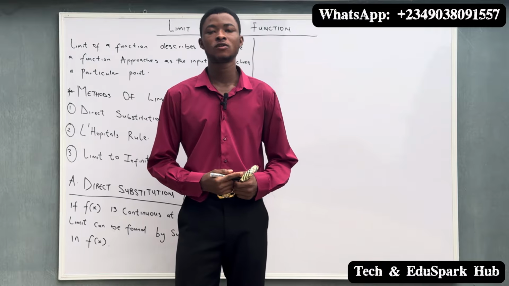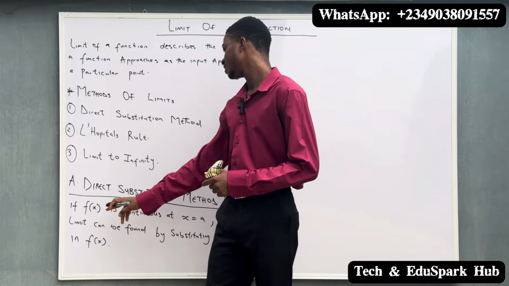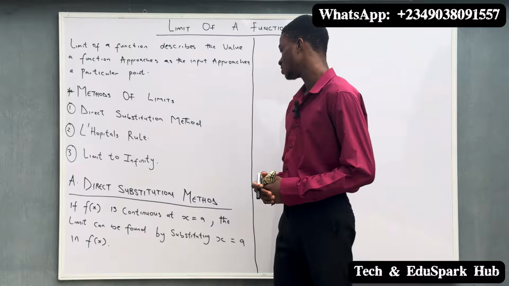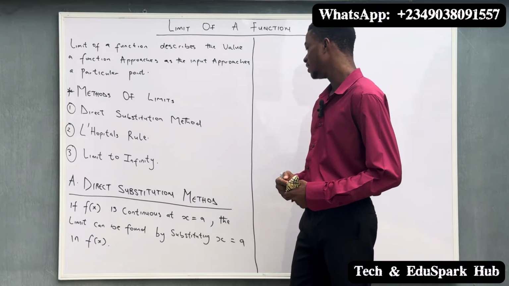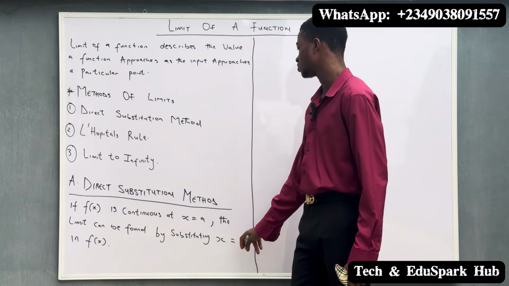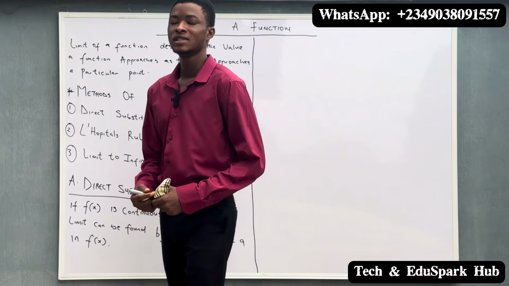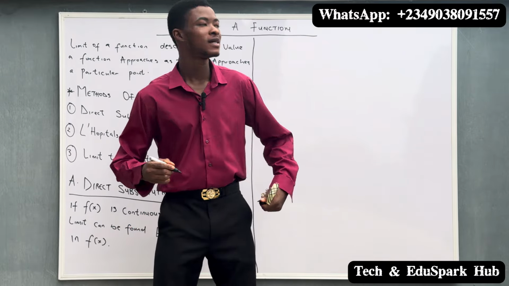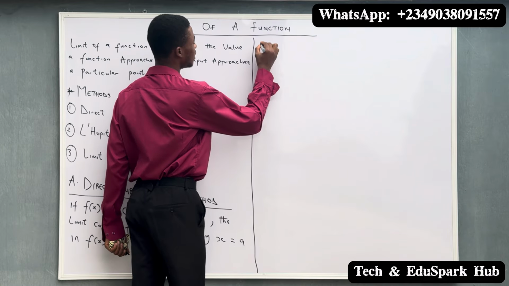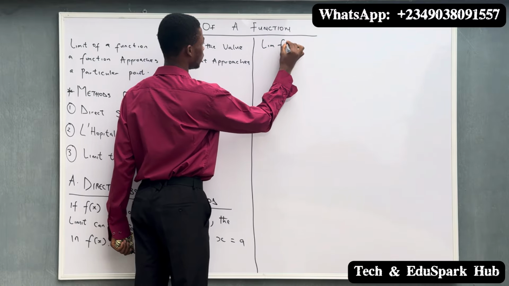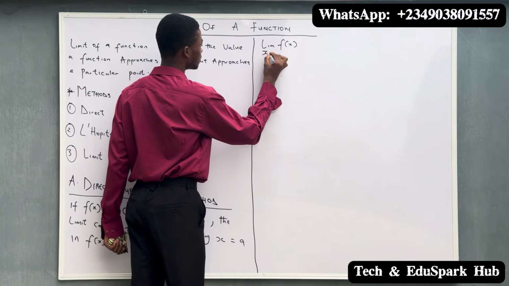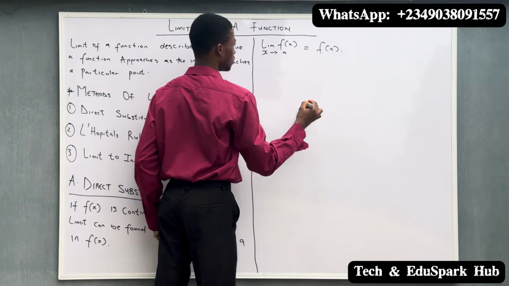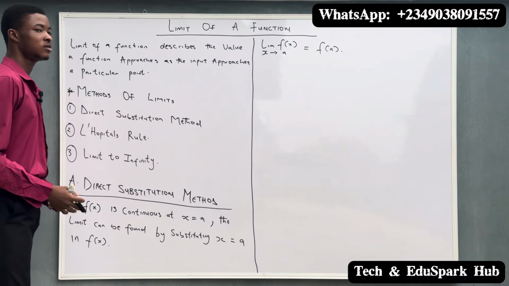So starting with the first method of limit, we have the direct substitution method. By definition, it says that if f of x is continuous at x equal to a, the limit can be found by substituting x equal to a in f of x. So this is the simple definition of the direct substitution method. Mathematically, the direct substitution method is given as the limit of f of x as x tends to a is equal to f of a. So this is what this definition is telling us.